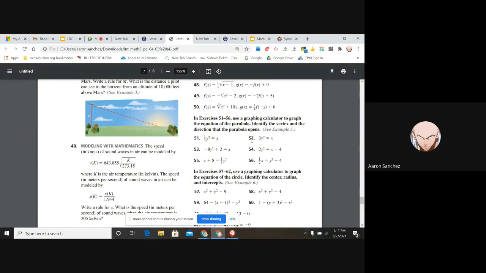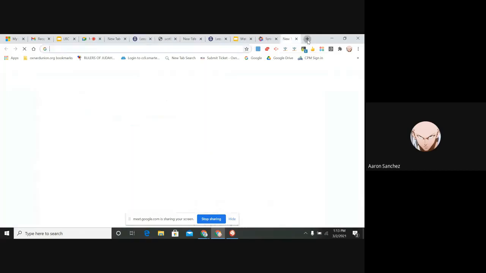Okay, so we have here 1/4 y squared equals x. So this is going to show the x and the y. So let's look at this on Desmos. Okay.